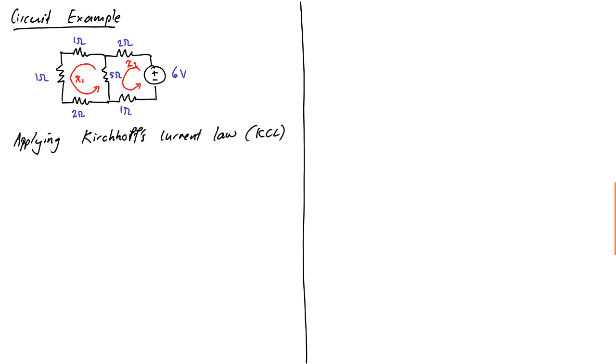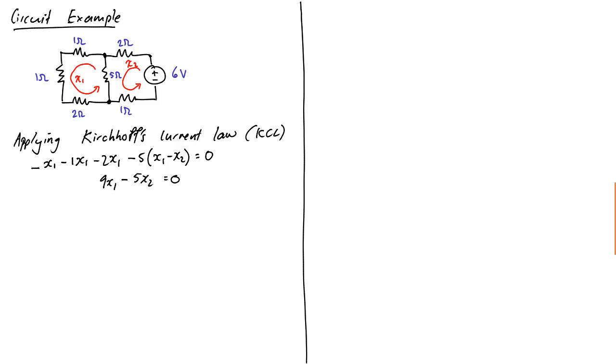So for the first loop, if I start here for example, and follow my current around, I'll get minus 1x1, minus another 1x1, minus another 2x1, and then minus 5, and the drop here is going to be x1 minus x2. It gives me 0. Okay, I get back to the same place. So just collecting all these terms together, we get 9x1 minus 5x2 equals 0.